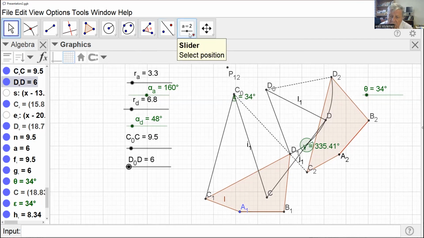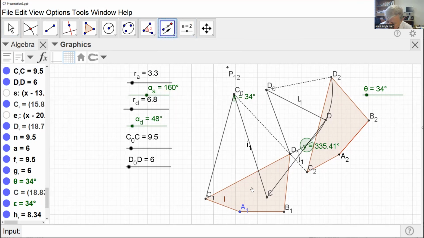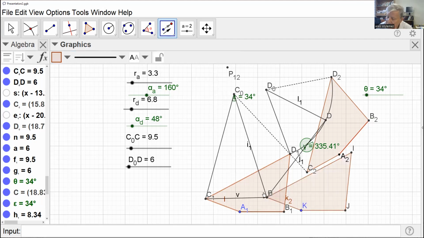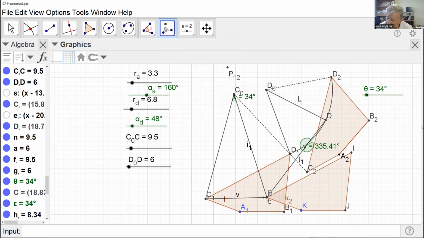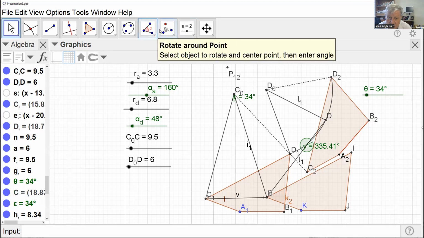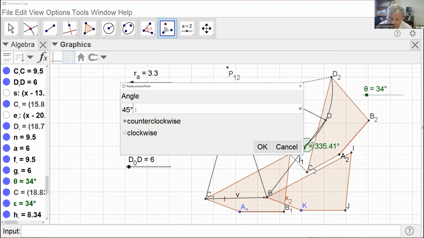First, I will translate this body, moving body, from C1 to C. That's translation. And then next, I will rotate this rigid body about C1. Sorry, first I have to select the rigid body. Rotate this rigid body about C1 by an angle gamma.